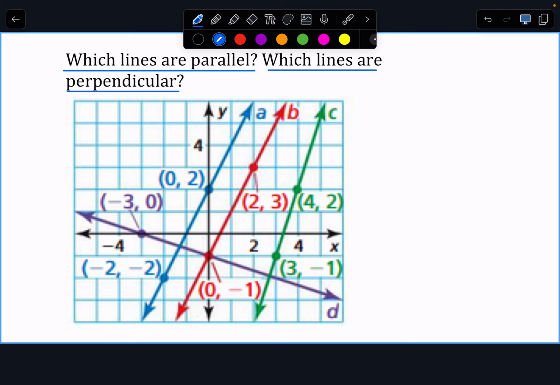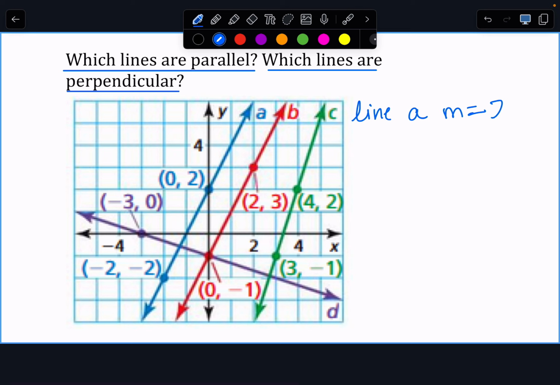All right. 1, 2, 3. Eyes on me. Okay. Augie, which lines are parallel? Blue and red. So what is the slope? Okay, so line A. What's the slope of line A here? It has a slope of 2.